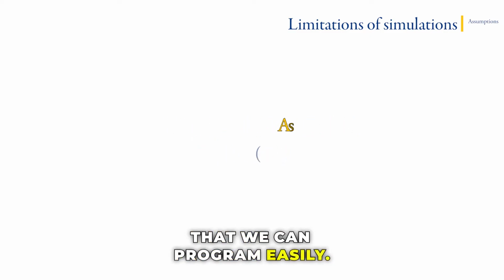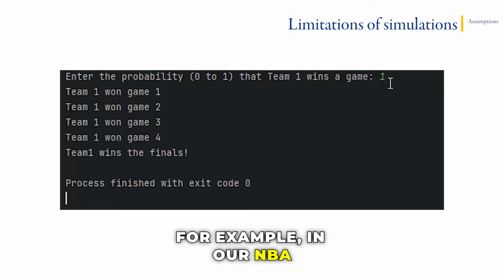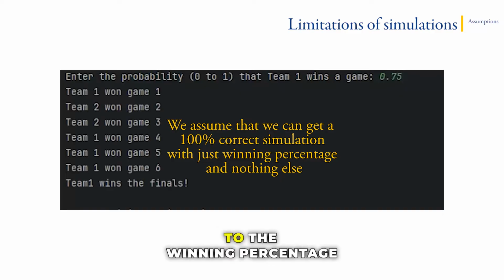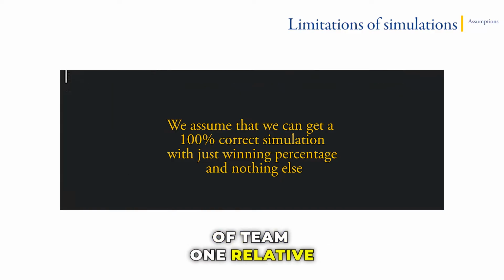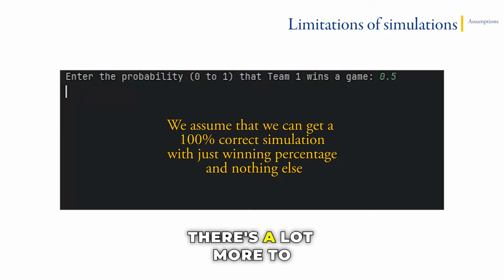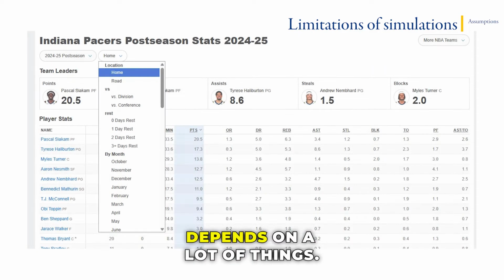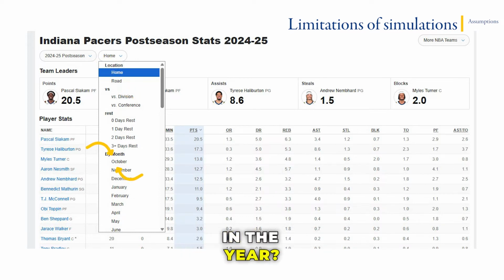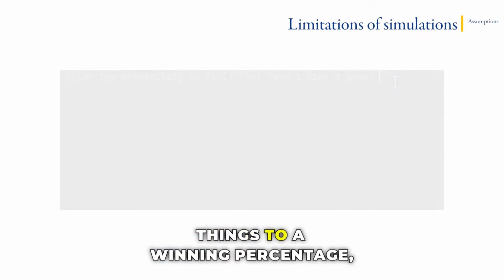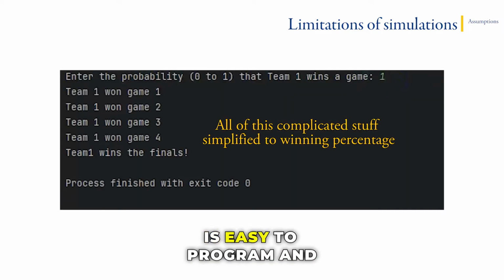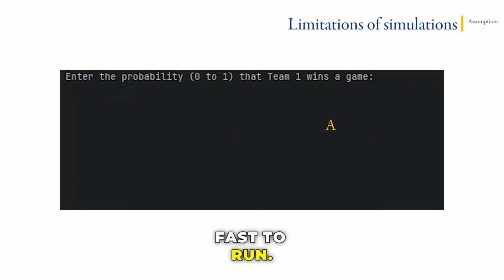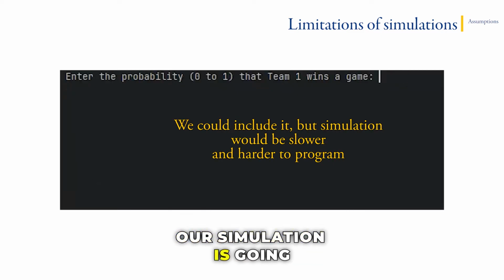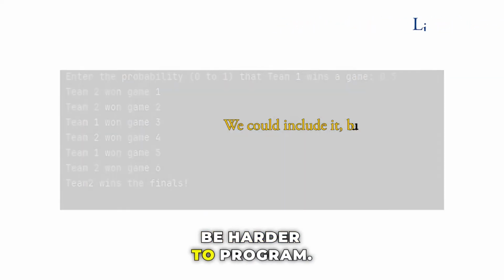can program easily. For example, in our NBA simulation, we have two teams competing, and we boil everything down to the winning percentage of Team 1 relative to Team 2. But in the real world, there's a lot more to that. A player's performance depends on a lot of things. Is the person home or away? Is it late or early in the year? We abstract all of these things to a winning percentage so that the simulation is easy to program and fast to run. We could include all of these things into our simulation, but now our simulation is going to run more slowly and be harder to program.